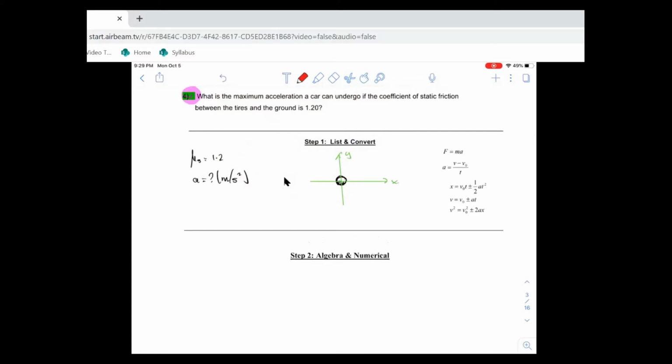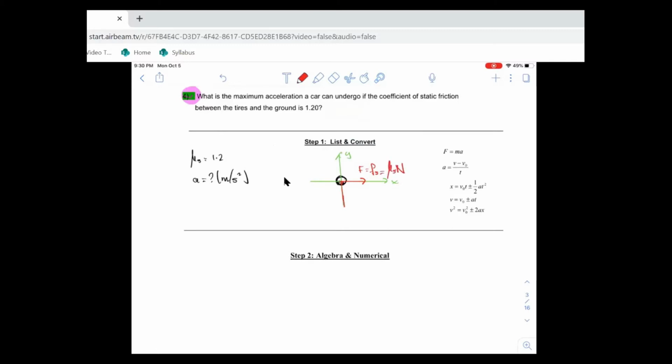The static frictional force is going to apply a force on the ground. The ground is going to apply a forward force on the car, so there's going to be a force acting in this direction. It's going to cause it to accelerate. So this is the force, which is going to come from the static frictional force. Remember, through friction, you apply a force on the ground in the backward direction, and the ground is going to apply the same force back on you in the forward direction. So this is going to be mu sub s times n.